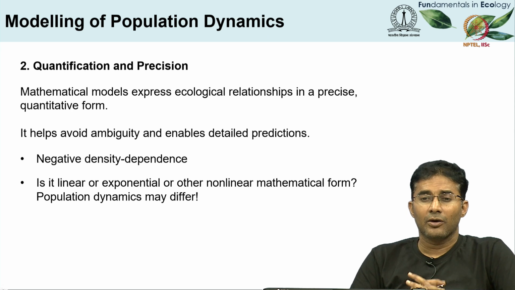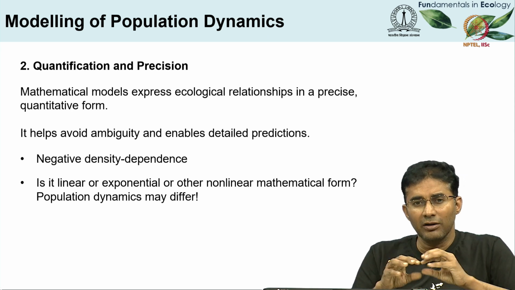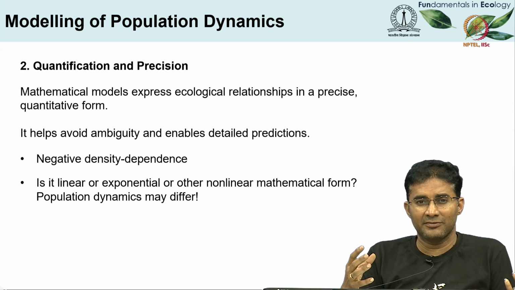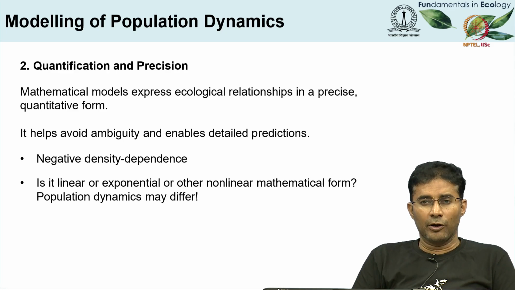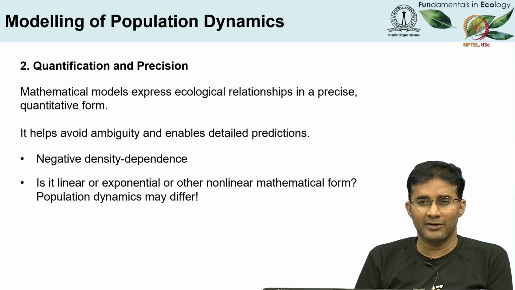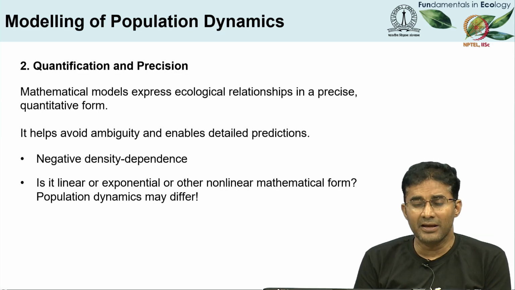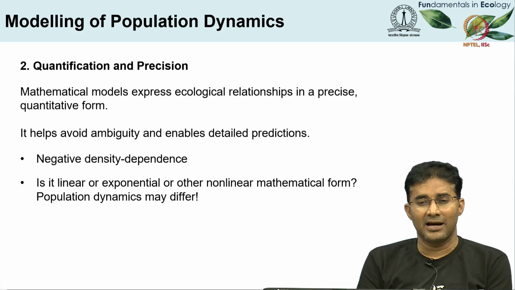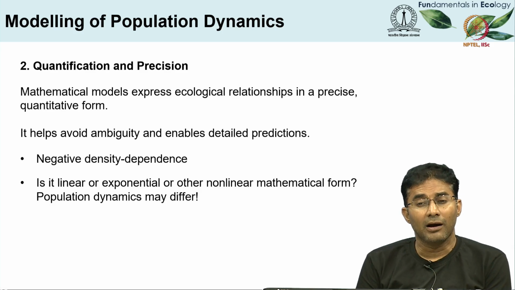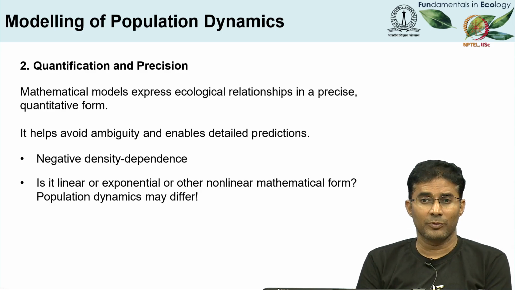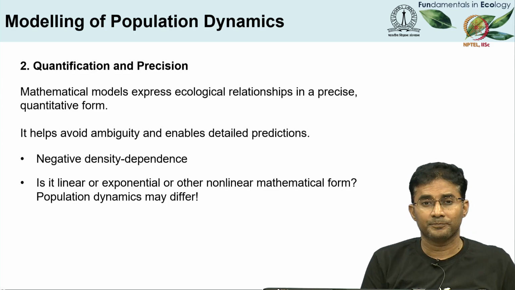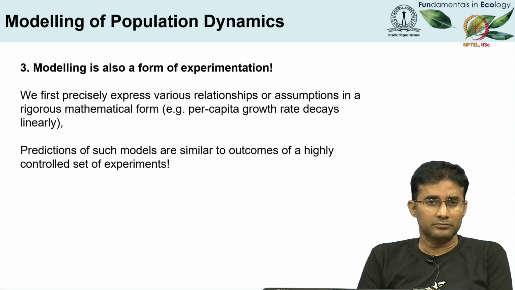form, right? All of them can be captured by the qualitative term that density dependence is a negative function, but by putting them in a mathematical modeling form, we make our statements more precise, and depending on those details, how the population changes over time and space might differ. And this helps us avoid ambiguity and it enables precise predictions.